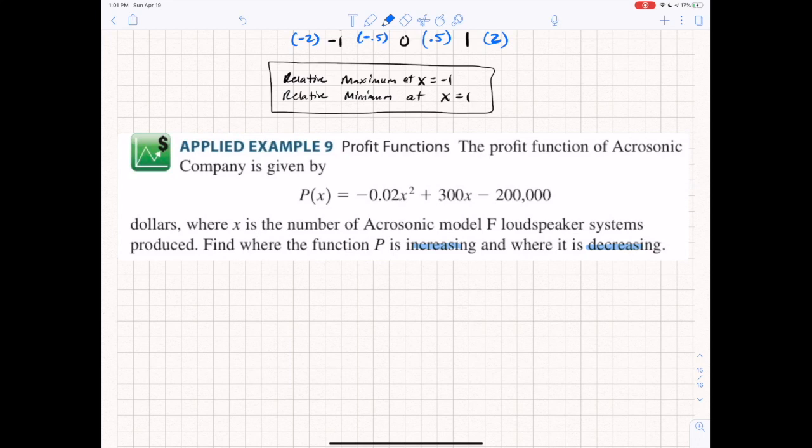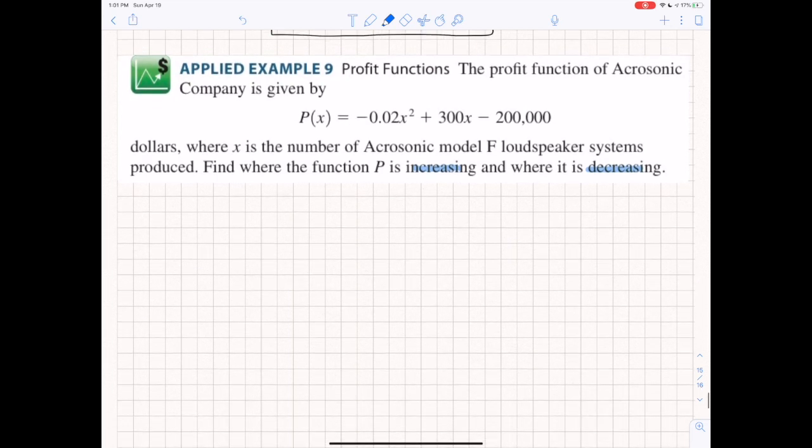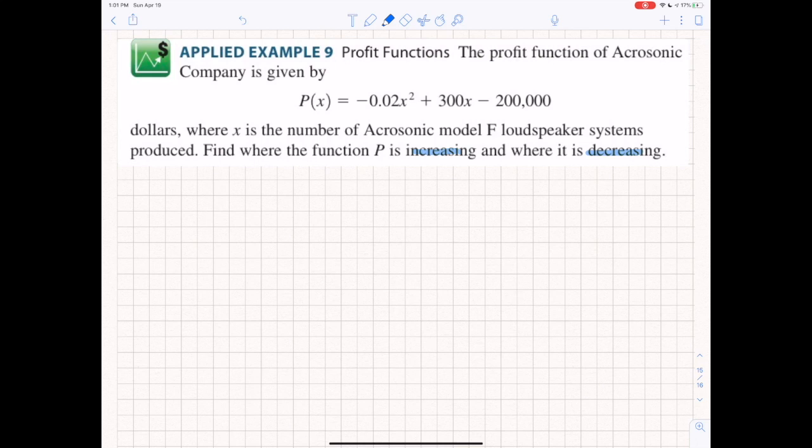I'm gonna take it to the next step here, and after we establish increasing and decreasing, I want to look and say, okay, at these critical numbers, is it a max or a min? And what does that mean? Because I'm going to try to give you some of those analysis type questions for practice. So applied example 9, profit functions.